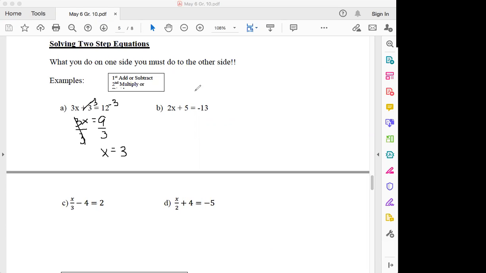Okay, so we're going to do the same thing here. We're not going to divide by 2 quite yet. We have to get rid of this plus 5. So in order to do so, we have to do the opposite. So we're going to subtract 5 on both sides. That cancels out that one. So then we're left with 2x, and then negative 13 minus 5, which is negative 18.